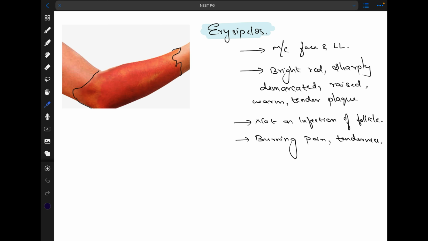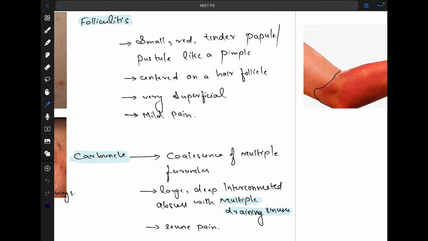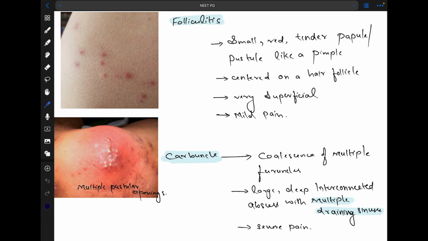So erysipelas is not at all a follicular infection. It is most commonly seen on the face and lower limbs. It is a bright red, sharply demarcated, raised, warm, tender plaque, not an infection of the follicle. It has a burning pain and tenderness. So just know about each and every lesion, so that with the image itself you can get the correct option.